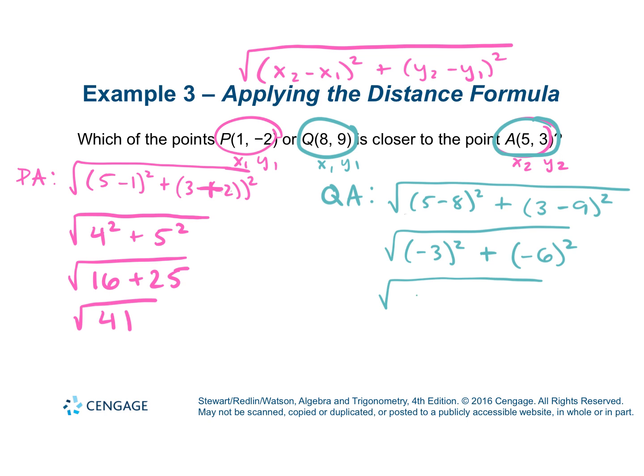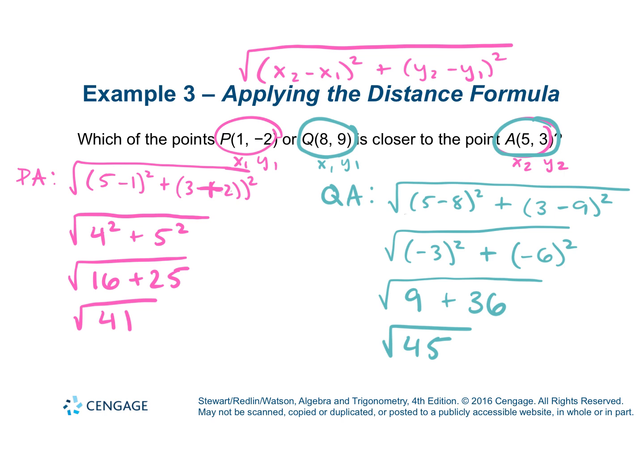So negative 3 squared would be 9. And what's negative 6 squared? 36. And 9 plus 36? 45. We can break this down, but I'm going to leave it like this for now.